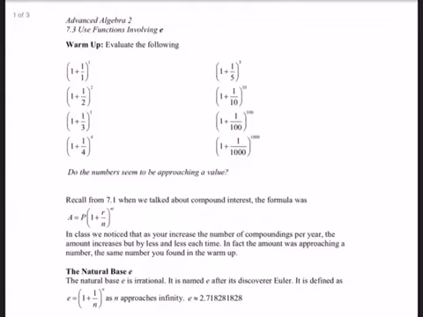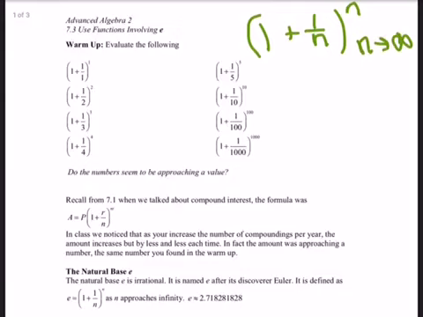Okay, in this session we're going to be looking at exponential functions using what we call the natural base e. e is a number, much like pi, that is irrational, and it's looking at the formula (1 + 1/n)^n. And what does this thing do as n goes to infinity? So as n goes to infinity, what does this equation actually do?